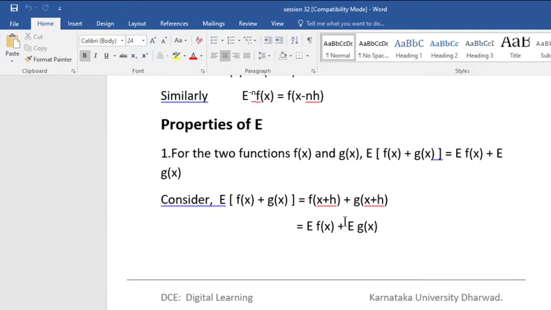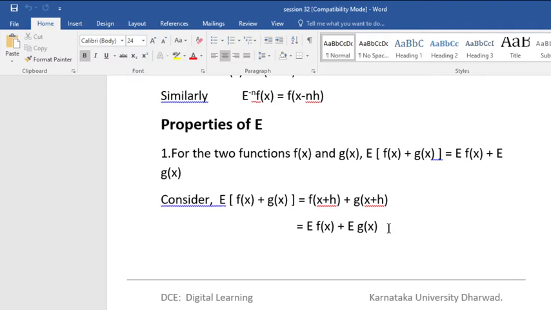Now we shall study the properties of the shifting operator E. The first property is, for two functions f of x and g of x, E of f of x plus g of x is equal to E of f of x plus E of g of x. The proof follows like this. E of f of x plus g of x is equal to, by definition, f of x plus h plus g of x plus h, and we know that f of x plus h is nothing but E of f of x, and g of x plus h we can write as E of g of x.